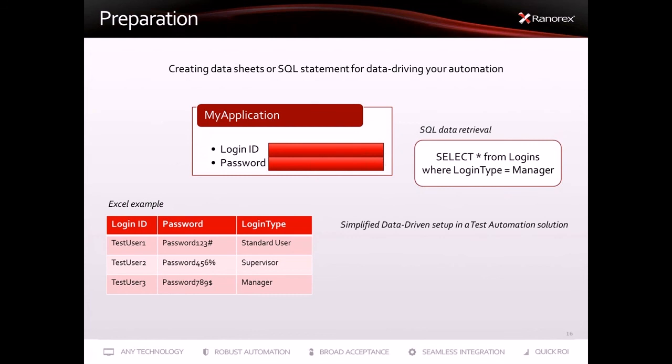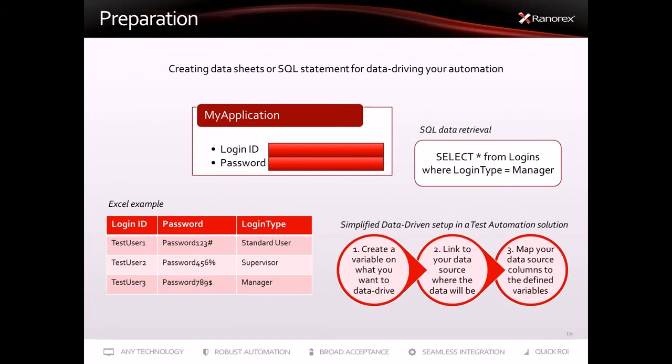Okay, so a simplified data-driven setup in an automation solution. Create a variable on what you want to data drive. So first, when we get to this form, look at that login ID field, that edit box, I want to data drive. The password field, I want to data drive. So I'm going to create a variable. Instead of typing in a specific test user 1, I'm just going to type in user. And that's my variable, or my password. Again, login password potentially. That's my variable that I want to start to pass that login ID, that password, or my SQL data retrieval into that variable.